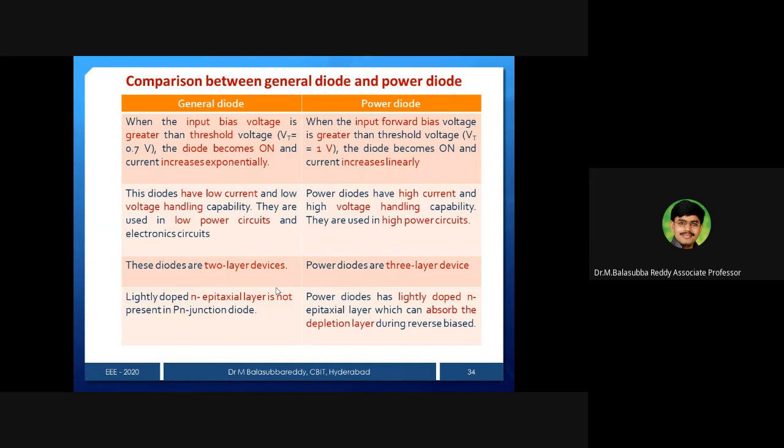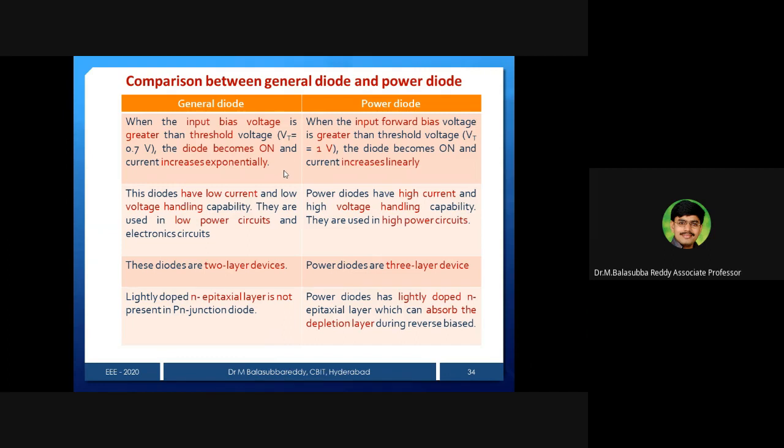In the general purpose diode, the forward bias voltage must be greater than the threshold voltage, that is 0.7 volts, then the diode becomes on. So we require 0.7 volts to turn on the diode, meaning the minimum anode to cathode voltage is required. Whereas in the power diode, the forward bias voltage must be greater than the threshold voltage, that is 1 volt, because it is a high rating device. Then only the diode turns on, and then it increases linearly.